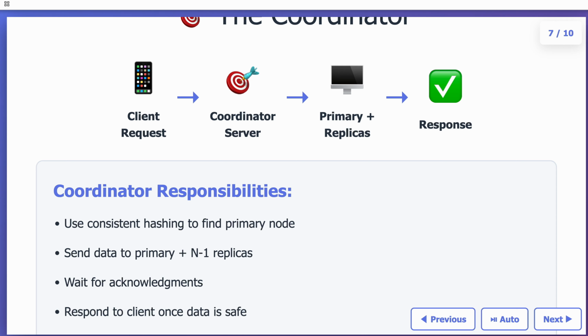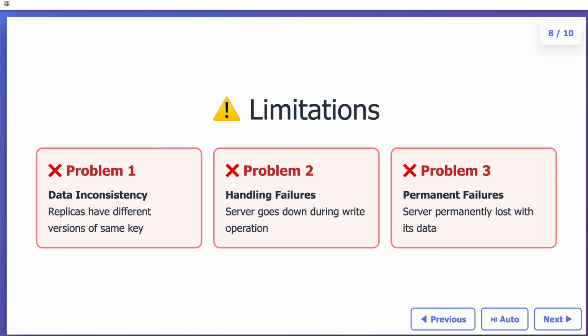Limitation 1. Data inconsistency. What if replicas have different versions of the same key? Which one is correct? Solution: vector clocks. Each write includes a version vector tracking which servers have seen which updates. The system can detect conflicts and resolve them.